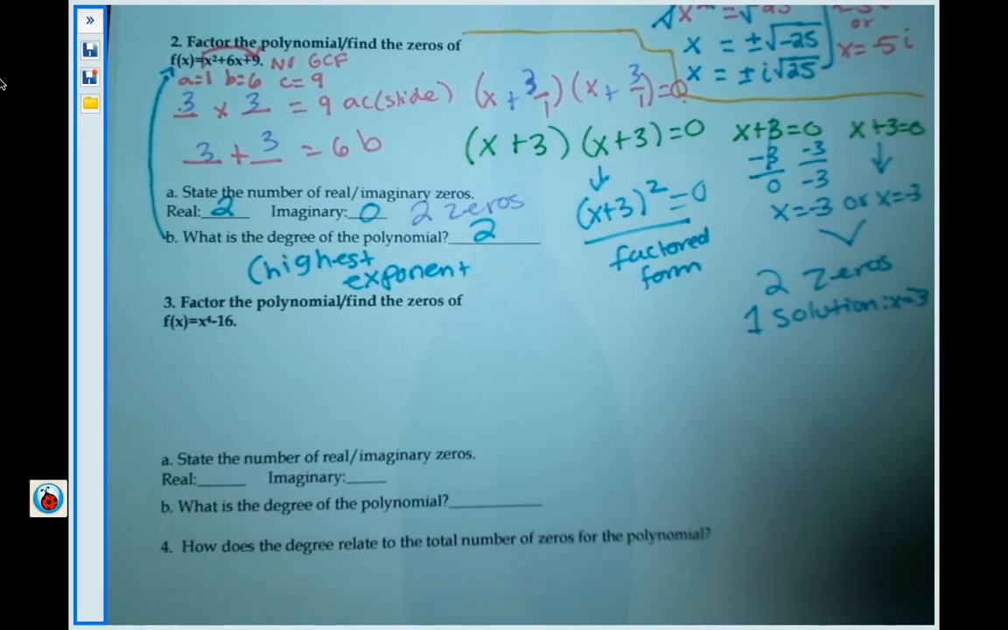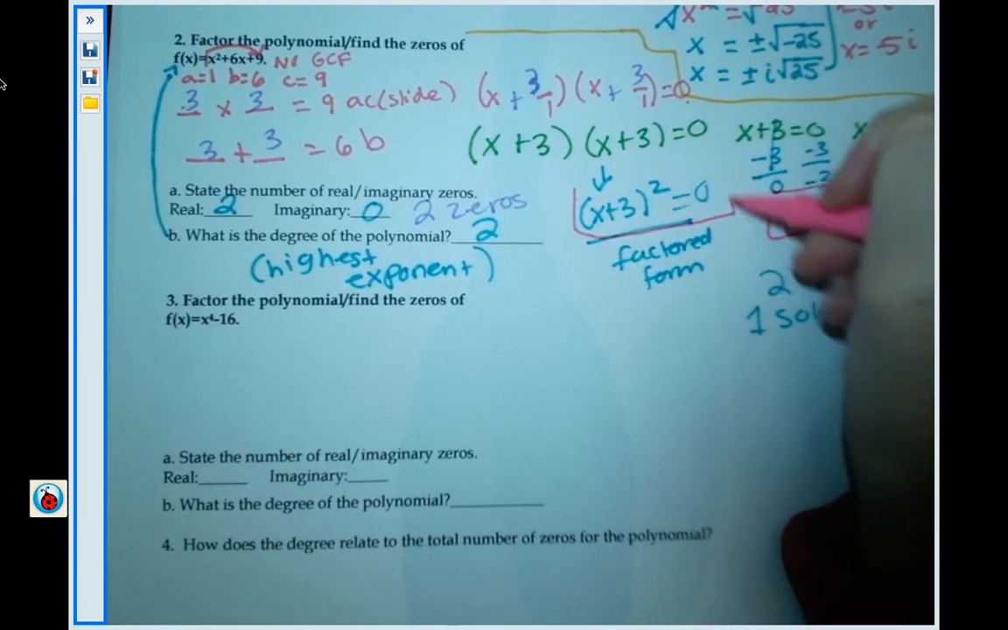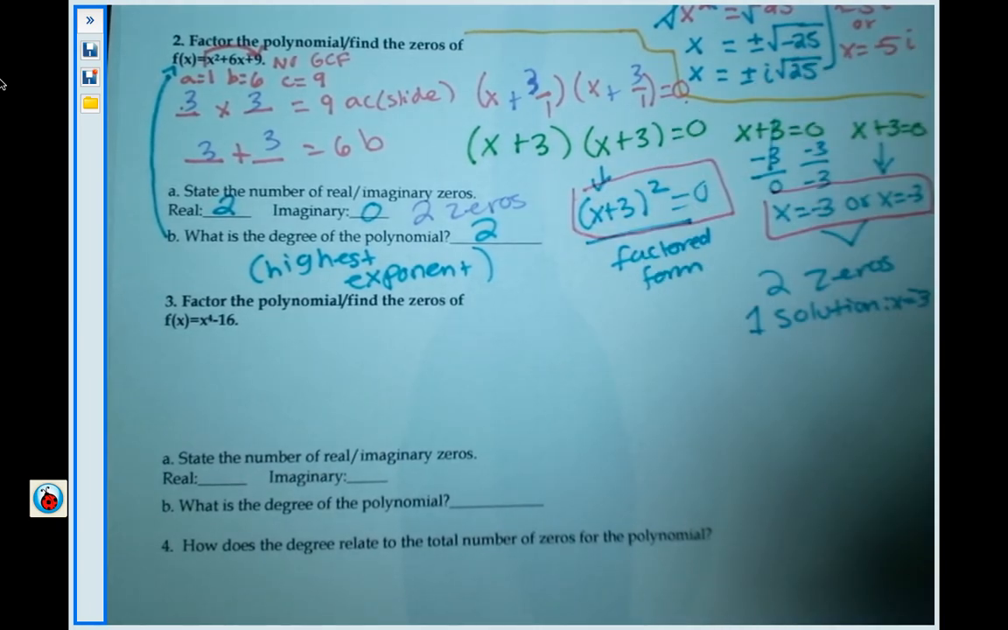Awesome. Okay, and sorry, I'm going to close that parenthesis. Alright, so these are our zeros. X equals negative 3, x equals negative 3, and this is factored form. Holy hot dog, you guys. That was awesome.